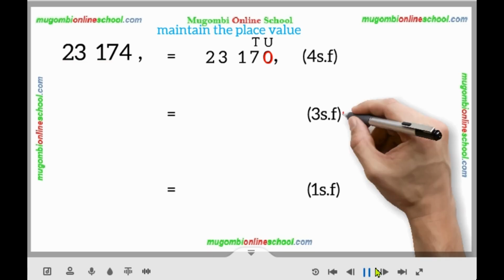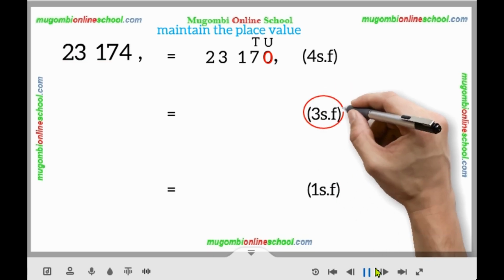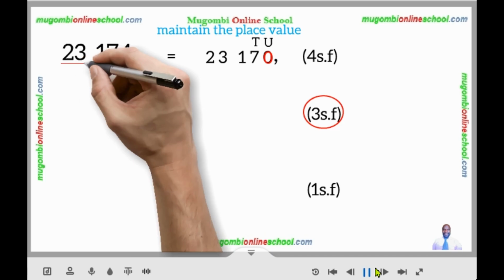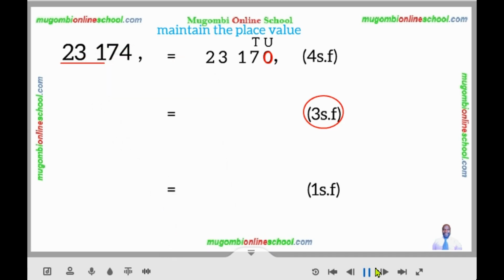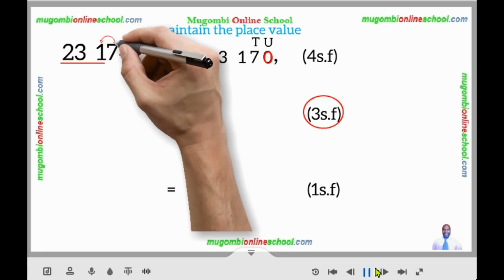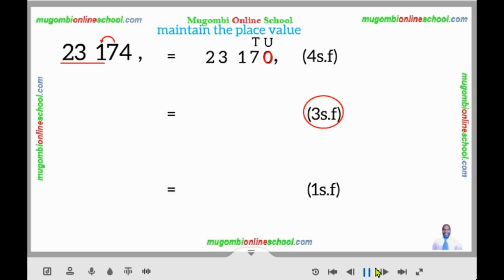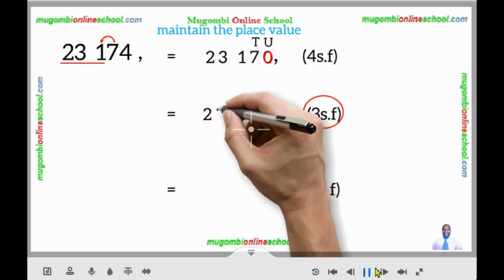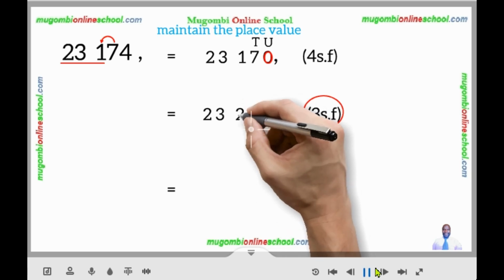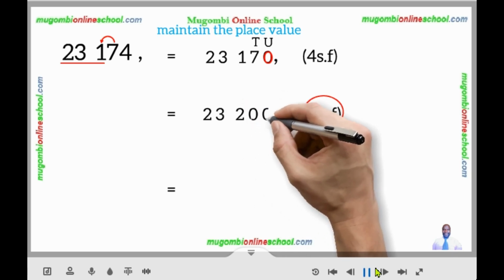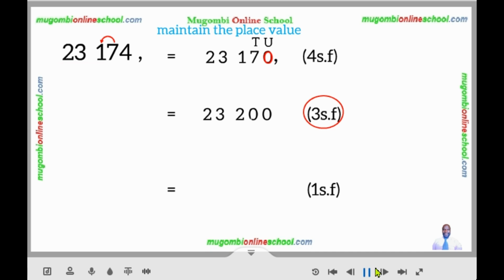So rounding off to 3 significant figures, we first identify the first non-zero digit, which is 2, and then count the 3 digits: 1, 2, 3, and we look at 7. And 7 is above 5, so we are going to add 1 on the previous digit. 1, and it will become 2. So our answer becomes 23,200. Again, we put the zeros to maintain the place value system. This is very, very important. Because if you leave the zeros, it becomes 232, which is wrong.